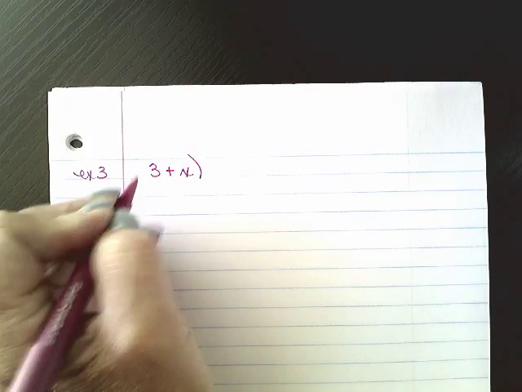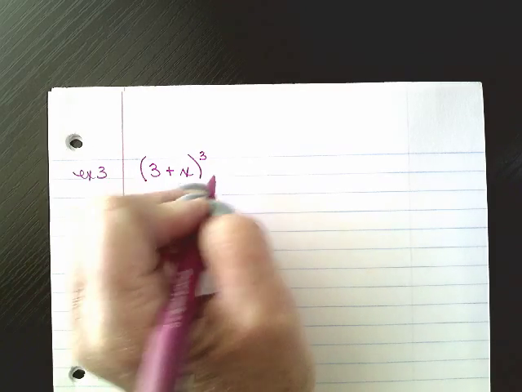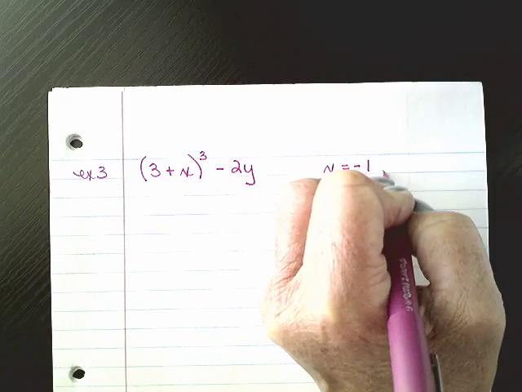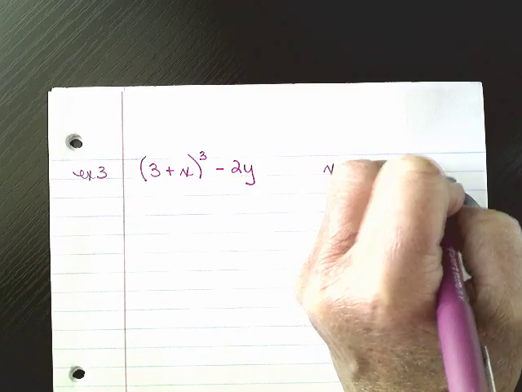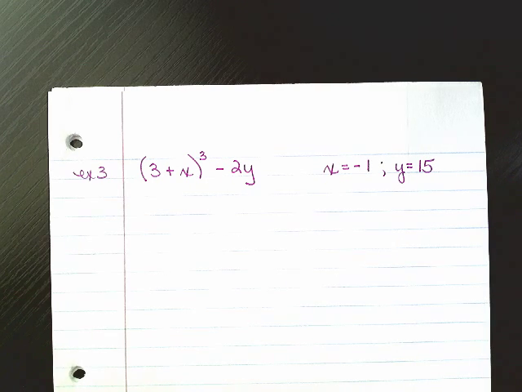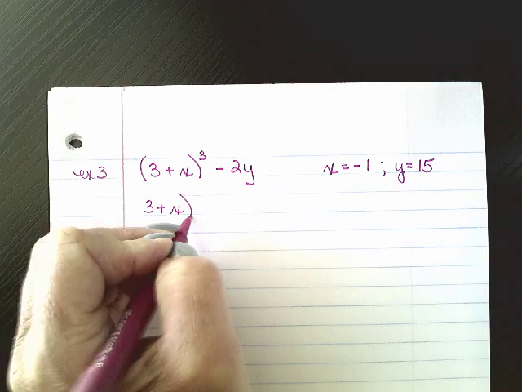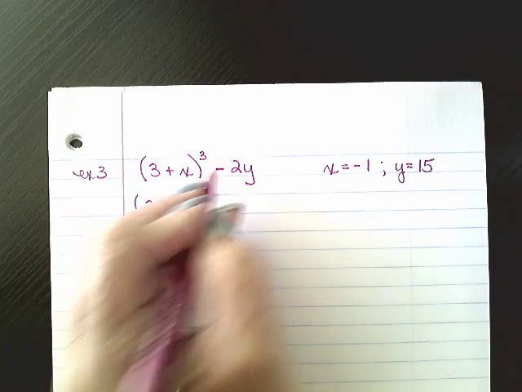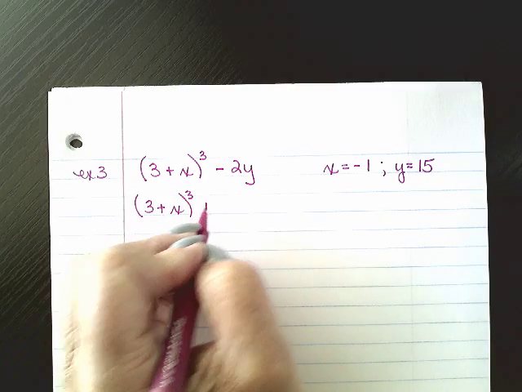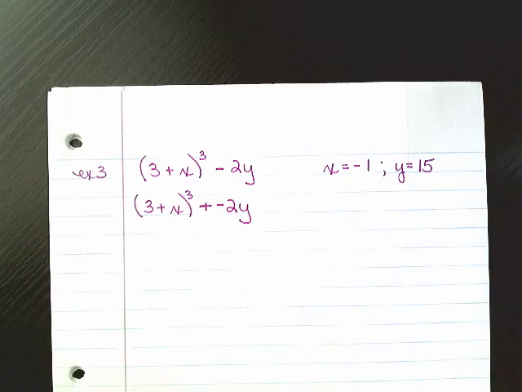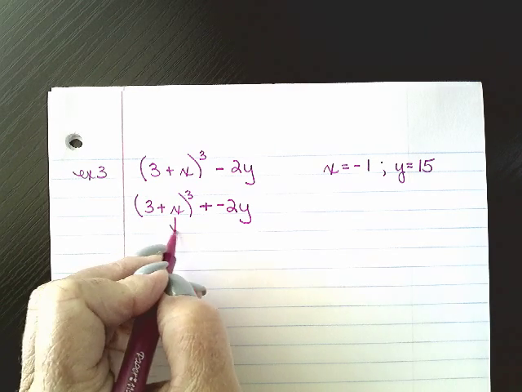2 more examples. We have 3 plus x, all in parentheses, raised to the third power, minus 2y. So we know that x is equal to -1, and y is going to be equal to 15. Okay, so the first thing I would do here is change that subtraction to adding a negative. So I'm just going to rewrite 3 plus x, all raised to the third power. So we're keeping that. We are changing subtraction to addition, and positive 2y becomes -2y. Now we're all set to substitute.